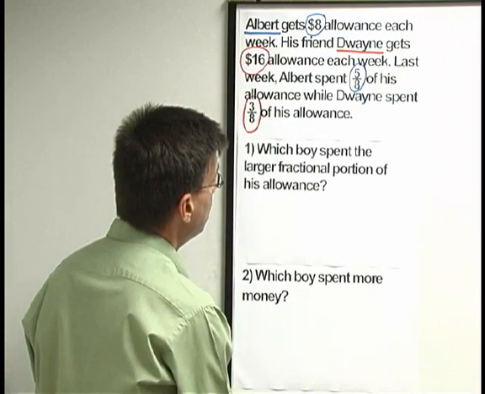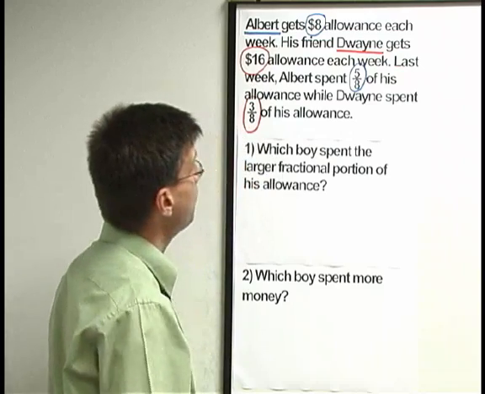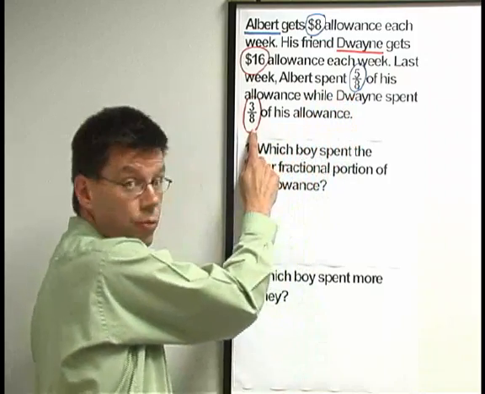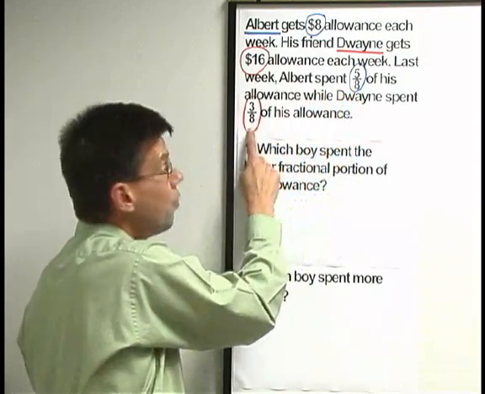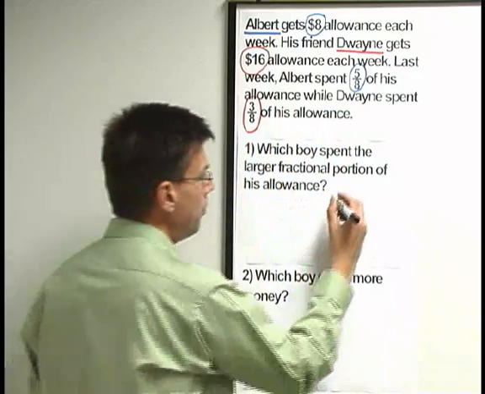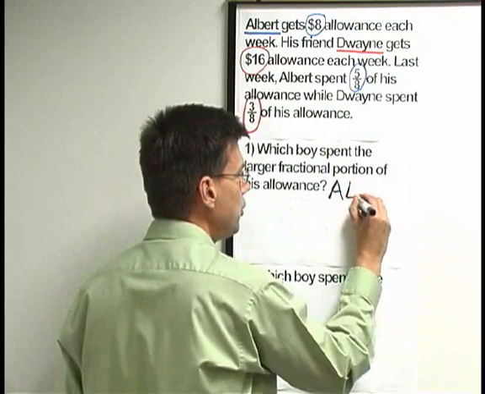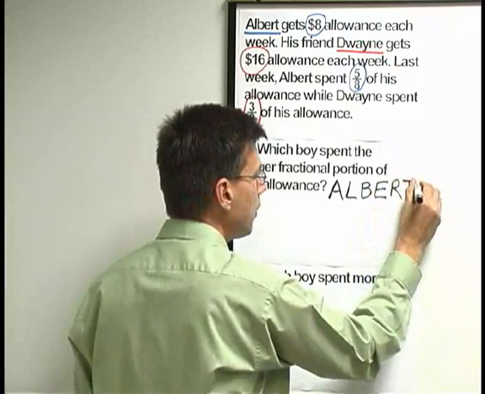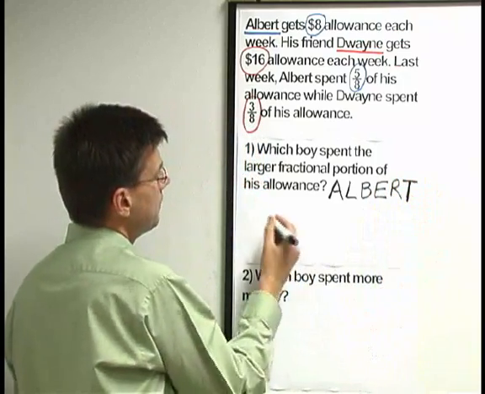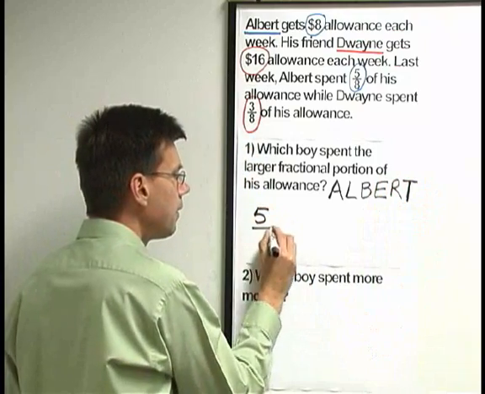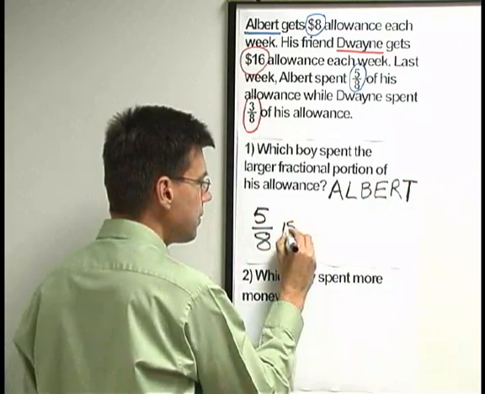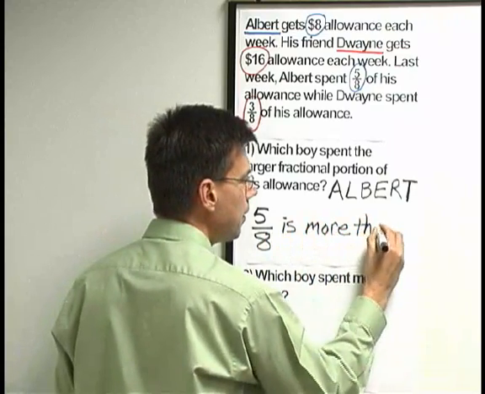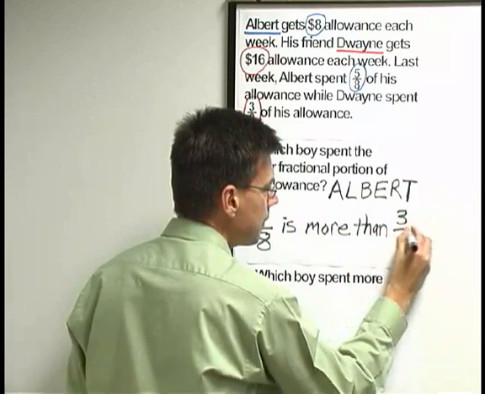Which boy spent the larger fractional portion of his allowance? We know Albert spent 5/8. Dwayne spent 3/8. 5/8 is more than 3/8. So Albert spent the larger fractional portion, because 5/8 is more than 3/8.